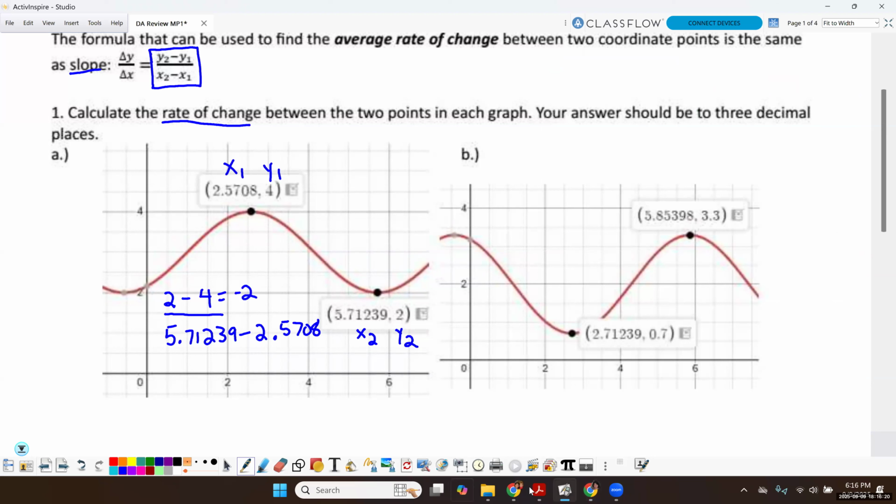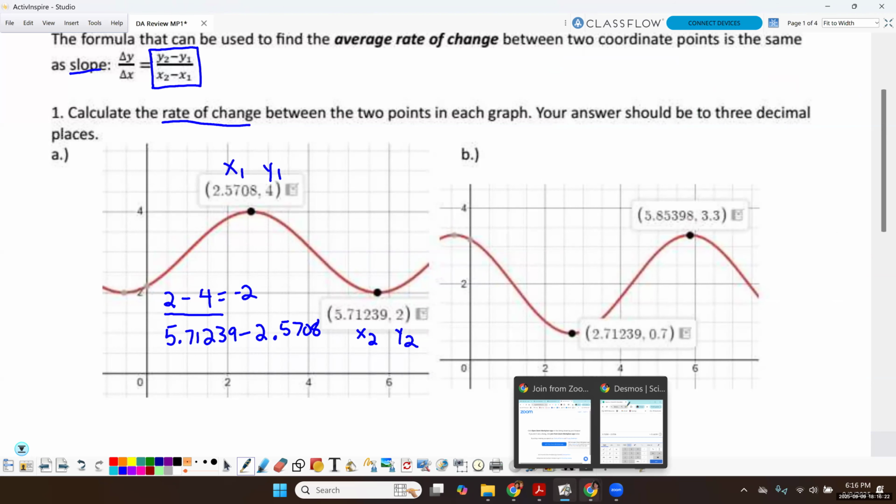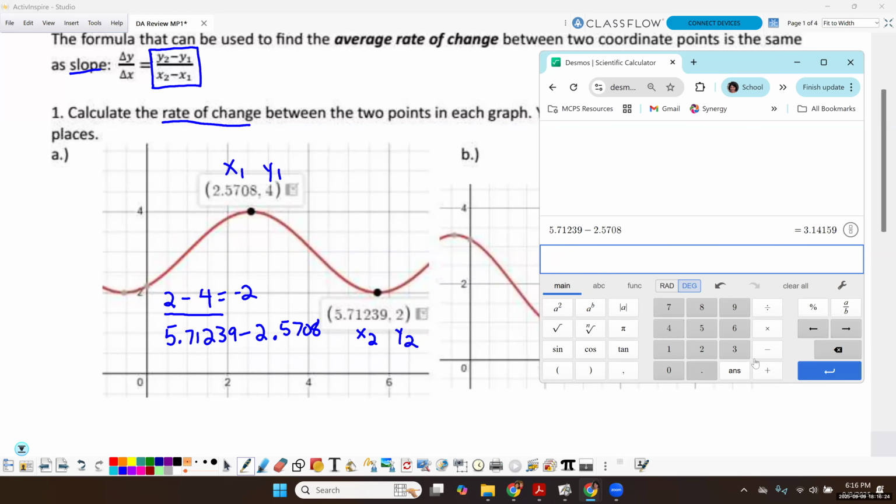I wish there was a way to make that stay on top. So now I'm going to do -2 divided by, and I think if I just click that, can I make that happen? I'll just type it in. Oh, answer, there it is. So my answer is -0.6366. I'm going to write that down.